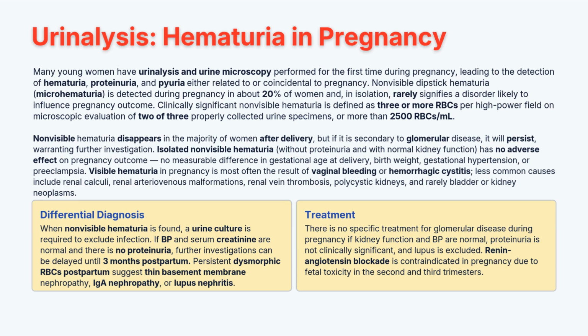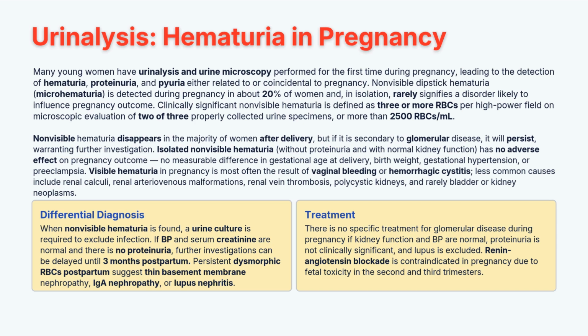Clinically significant microscopic hematuria is generally defined as 3 or more red blood cells per high power field in at least 2 properly collected urine samples. In many women, the hematuria resolves after delivery. However, if hematuria persists postpartum, especially with dysmorphic red blood cells, proteinuria, hypertension, or elevated creatinine, further investigation is needed.